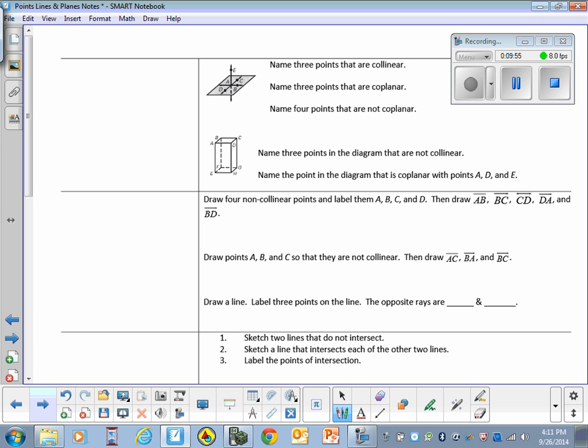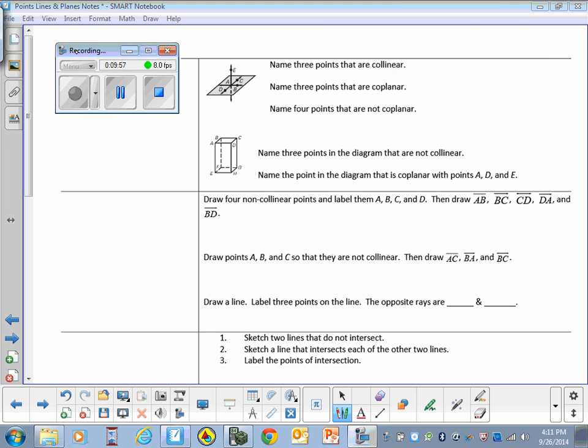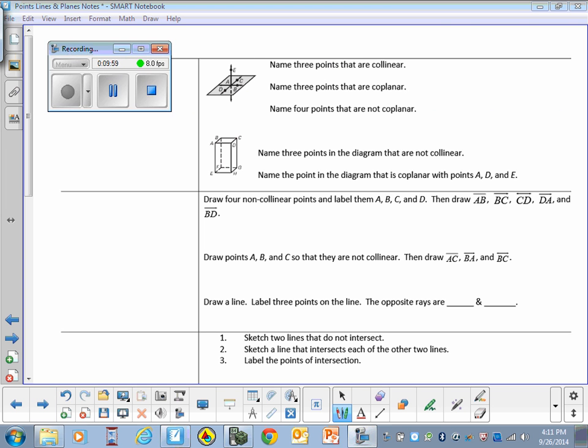So we're going to work a couple of problems using this vocabulary. I want 3 points that are collinear. Collinear means on the same line. So as I look at this diagram, I've got a line right here with C, A, and B. So points A, C, and D.